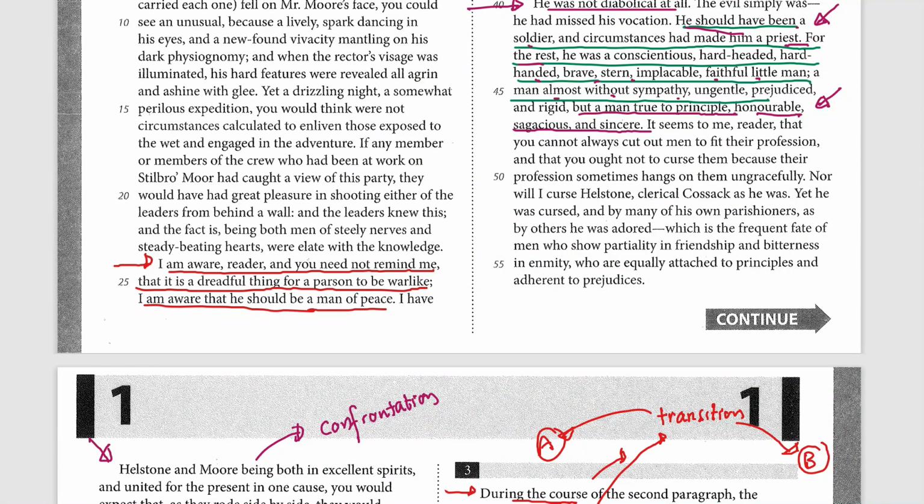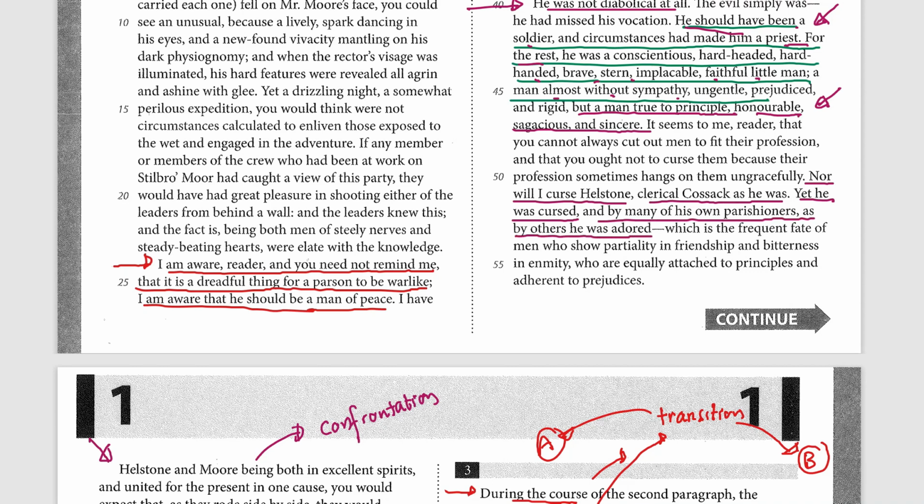اللي هو at the end of paragraph 3 اللي هو هنا. طيب. "Nor will I curse Hailstone, clerical Cossack as he was, yet he was cursed, and by many of his parishioners as by others he was adored, which is the frequent fate of what? Of men who show partiality in what? In friendship, and bitterness in enmity." خلاص كده.